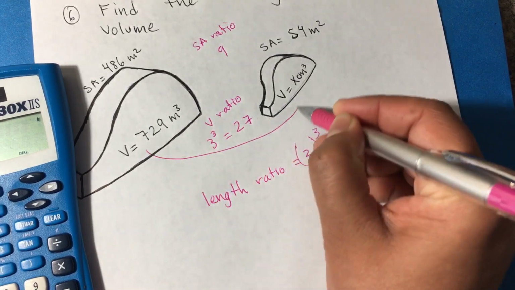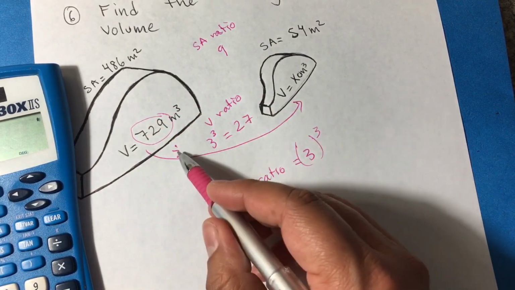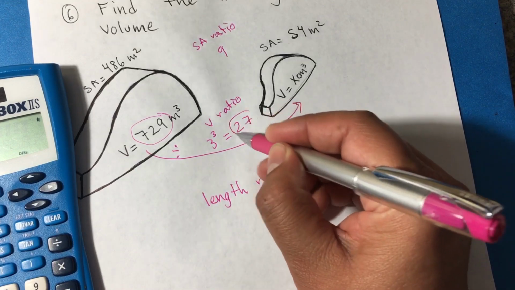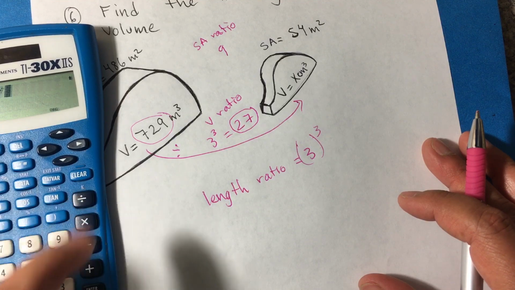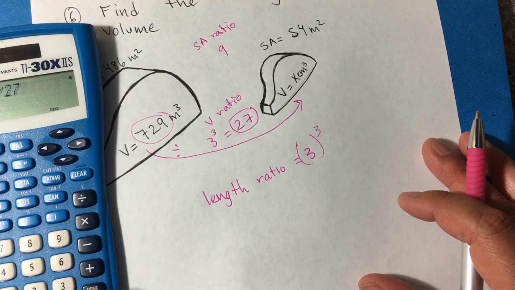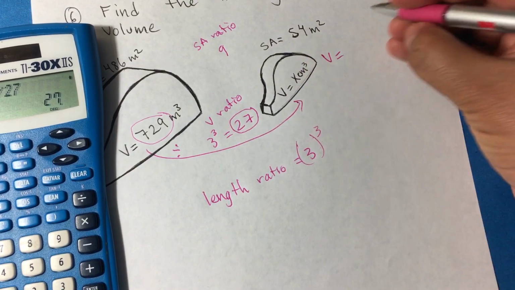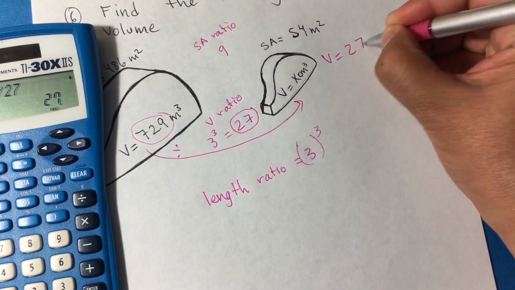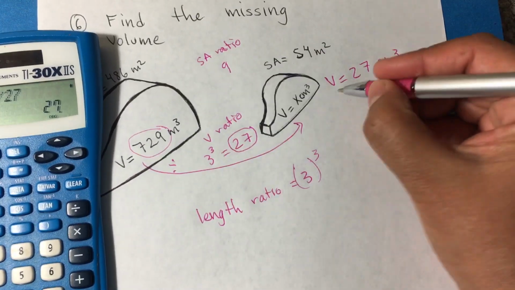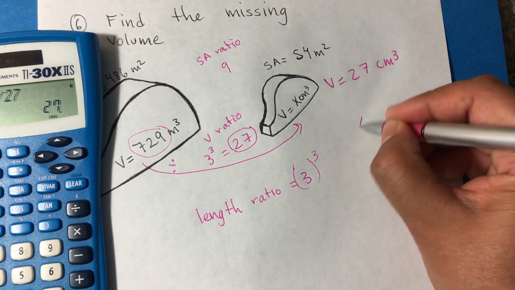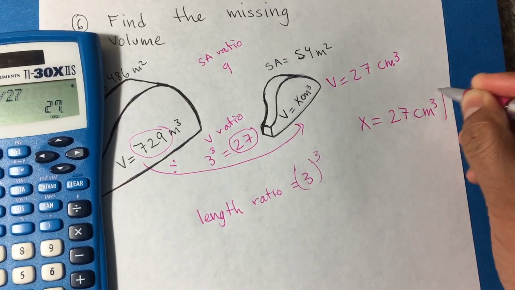Okay, so since we're going to make it smaller, we're going to divide. And so what are we going to divide? The big number divided by the volume ratio. Okay, so 729 divided by 27, and that gives us 27. So the volume of this tiny shape is 27 cubic centimeters. So x equals 27 cubic centimeters.